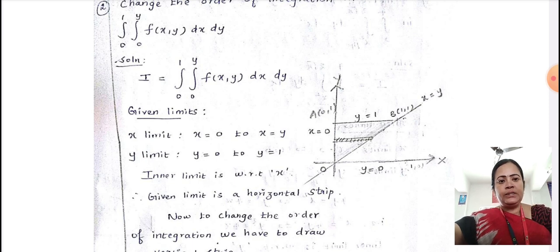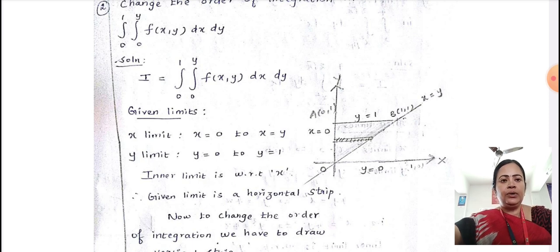So the inner limit is with respect to x, so the given limit is a horizontal strip. Now let us draw the diagram. On the x-axis y equal to 0, similarly on the y-axis x equal to 0. And you all know y equal to x is a line passing through the origin, and y equal to 1 is parallel to y equal to 0.